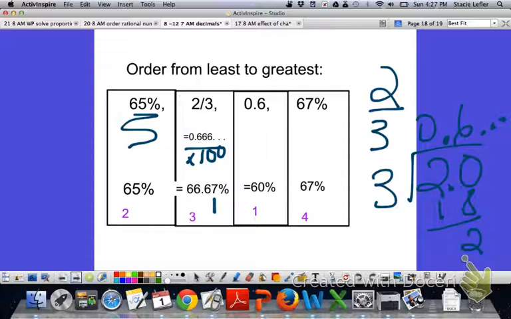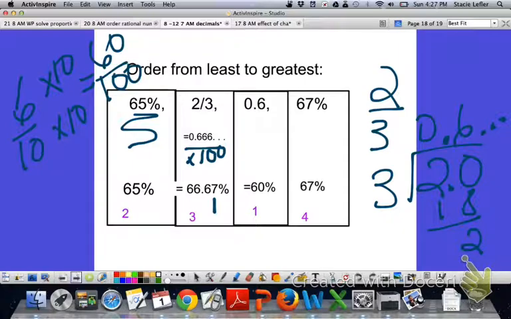This 6/10, you could leave it as 6/10 and write it as a fraction, and then say, well, I got to multiply both the numerator and the denominator by 10 so that I get 100 in the denominator, and it's going to be 60 hundredths. So there's your percent, 60%. Or you could have added a 0 behind it and read it 60 hundredths, 60%. And 67% is already good to go.